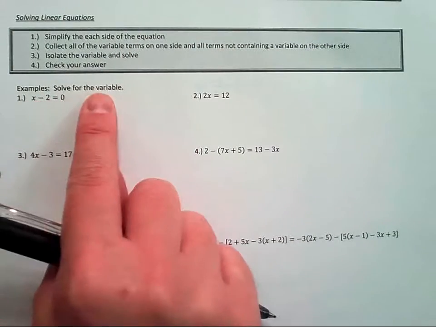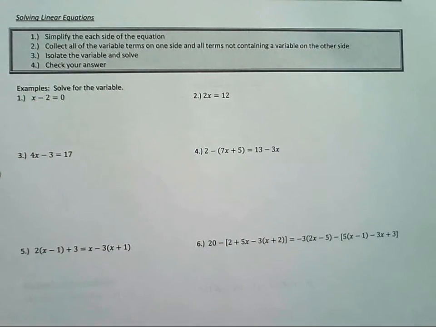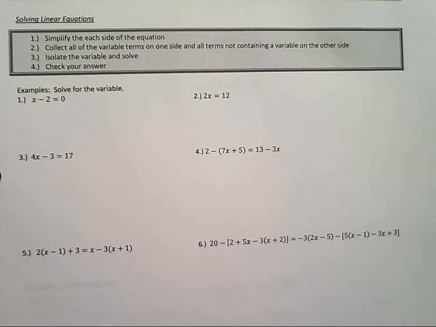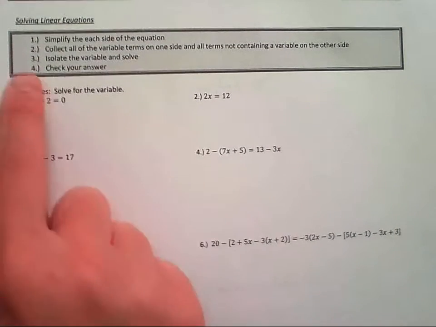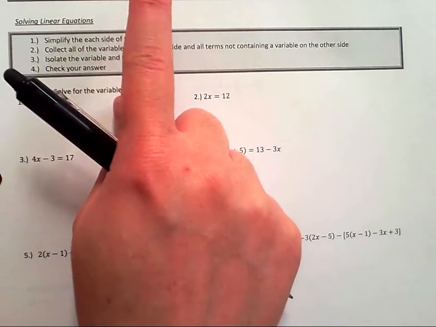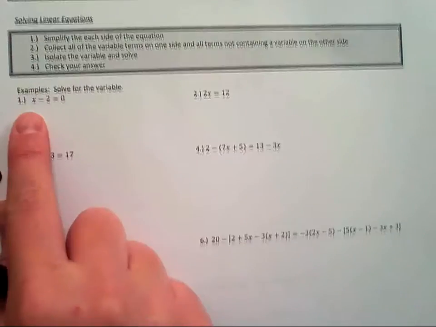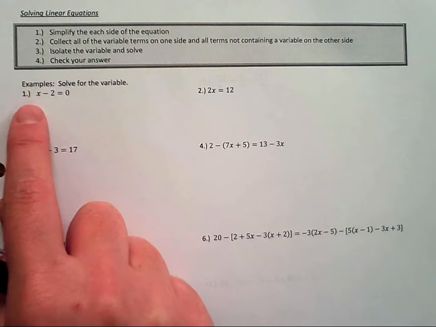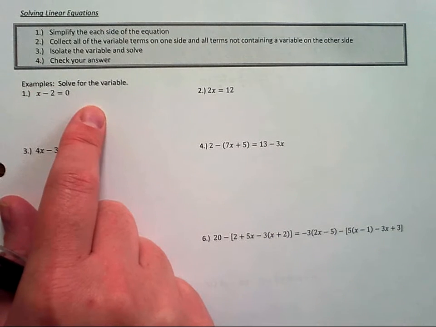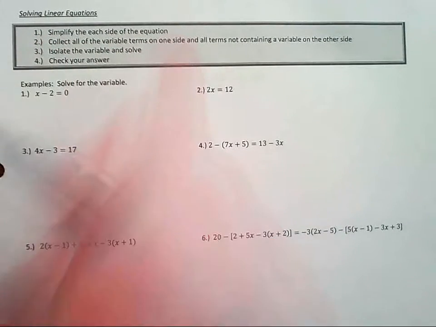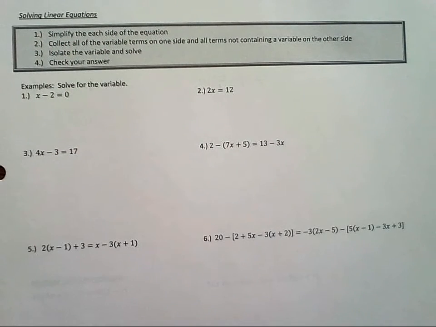So let's try to solve. Our goal is to get our variable, which in all my examples here I wrote as x, equals a number. Maybe my variable is y, maybe my variable is c. It could be any letter for the variable. So let's go through and solve. Number 1, x minus 2 equals 0. So I need to get x equals. That's the goal of solving a linear equation. We should know what the goal is. The goal is to get x equals a number.